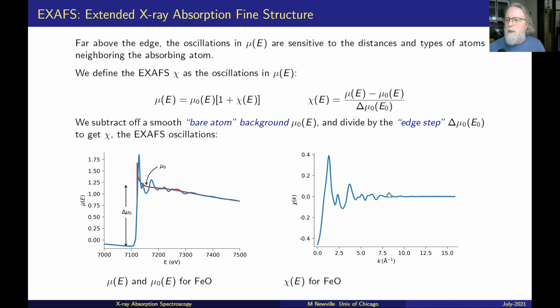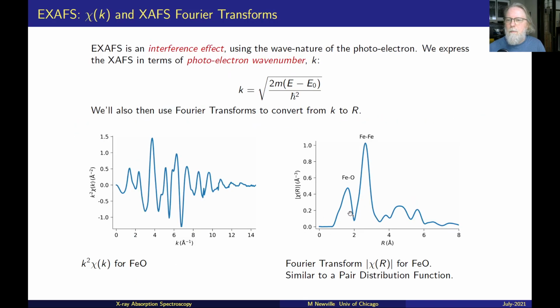It's hard to see here that they continue so far above the edge. But if we convert that energy to a wave number for an electron, as we'll see shortly, XAFS is an interference effect using the wave nature of the photoelectron that is emitted from the photoelectric effect. That is, the 1s level is destroyed. Any excess energy, any energy above that edge, is converted into a photoelectron, and that photoelectron scatters.